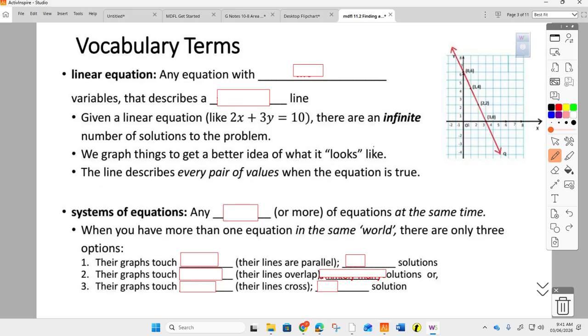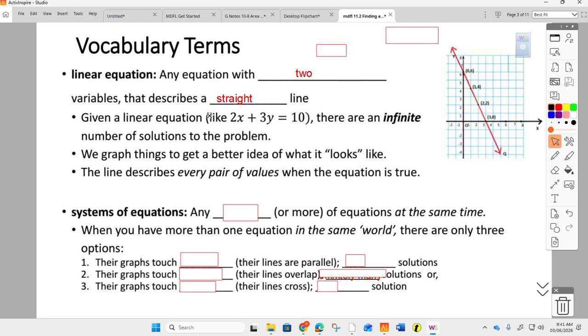So like I said, we are going to be talking about these in terms of linear equations and systems of linear equations. Remember, a linear equation is any equation with two variables, and those variables cannot have an exponent greater than 1. So any two variables that describe a straight line. An equation that when you graph it is a straight line is a linear equation. You've learned different forms of linear equations. This is standard form. You've also learned slope-intercept form and point-slope form in algebra.